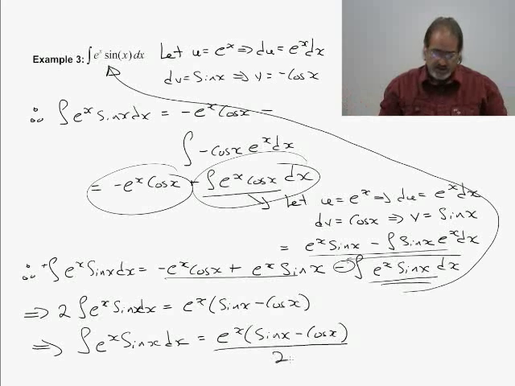So that's it. That's the basic idea and a couple of examples behind integration by parts.